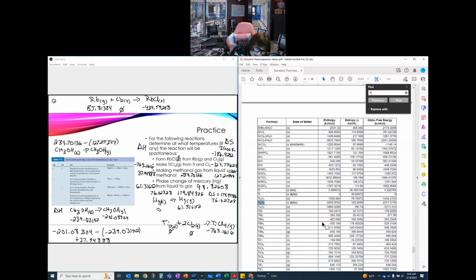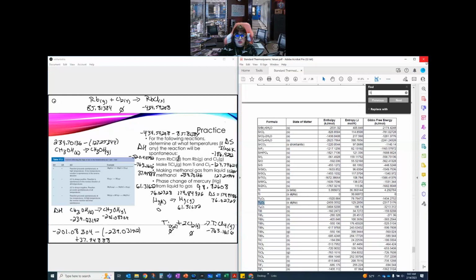And again, that's the negative 434.59208. So that product minus the 85.81384 for the reactant. Negative 434.59208 minus 85.81384. And it gives me a negative 520.40592. Okay, great. So now I have delta S values.